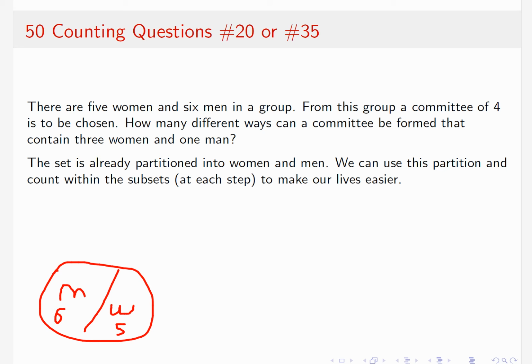Okay, so what are we going to do? Well, 3 women, we're going to select 3 from the right side of the partition and we're going to select 1 from the left side. So on the left side of the partition, it's just 6 choose 1. And on the right side of the partition, it's going to be 5 choose 3.